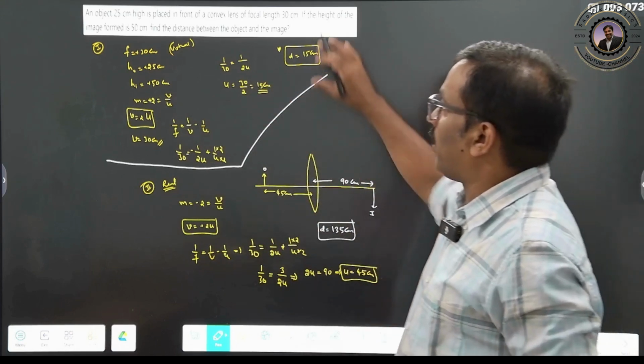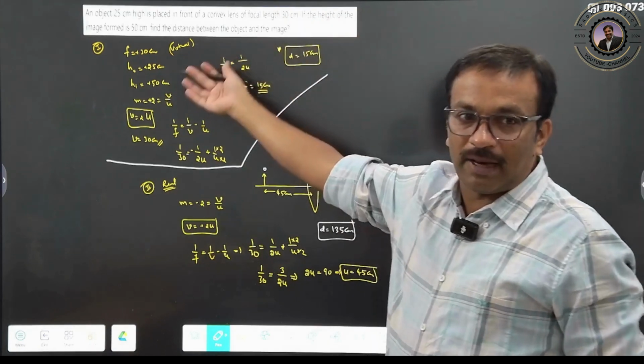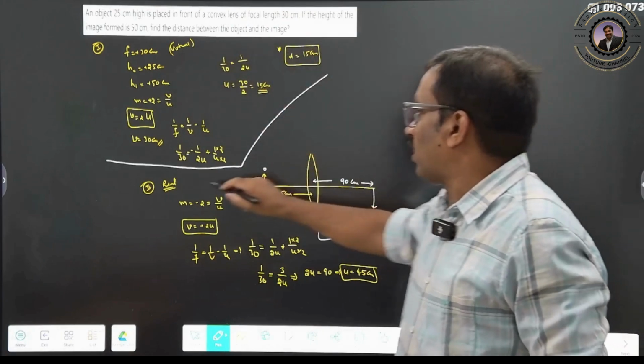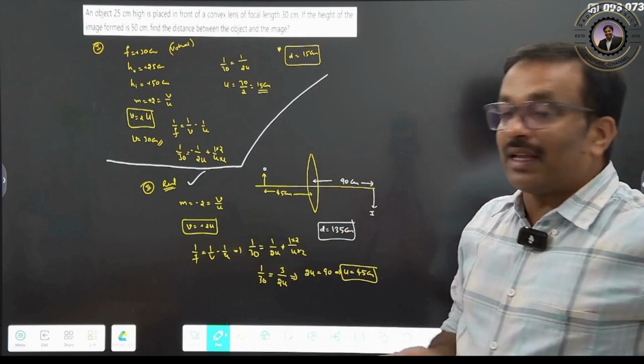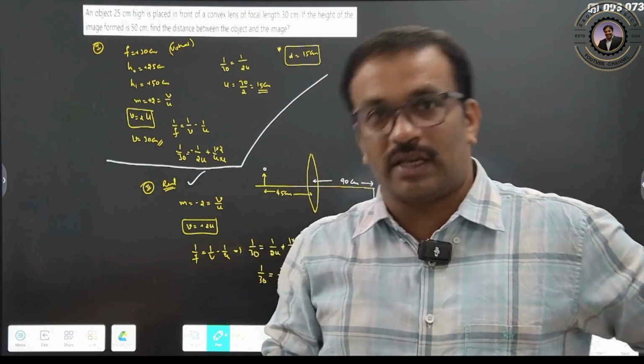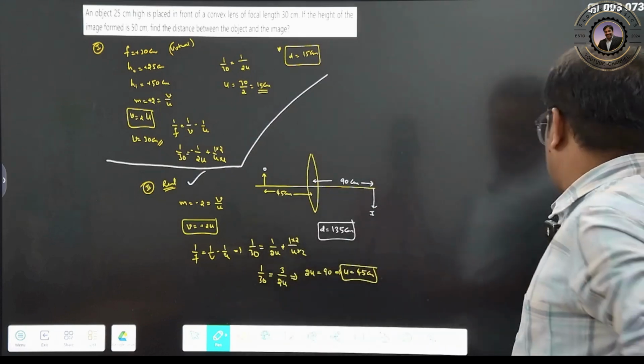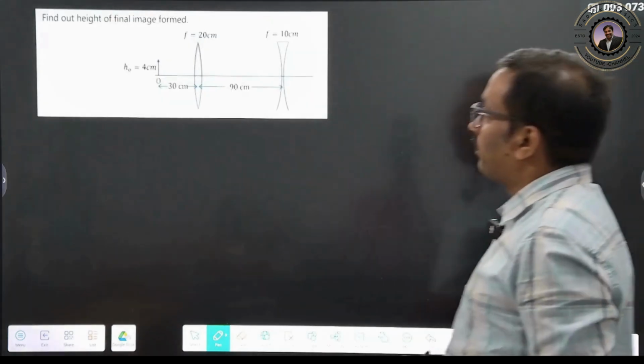Suppose in the question they mention that it is a real image, or a screen is placed, therefore we have to go for only real. Clear? Because a real image can be formed only on screens. Clear? Right. So be cautious.